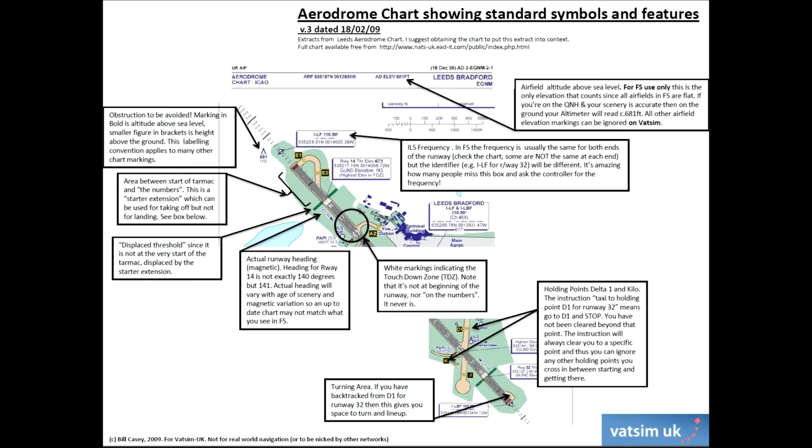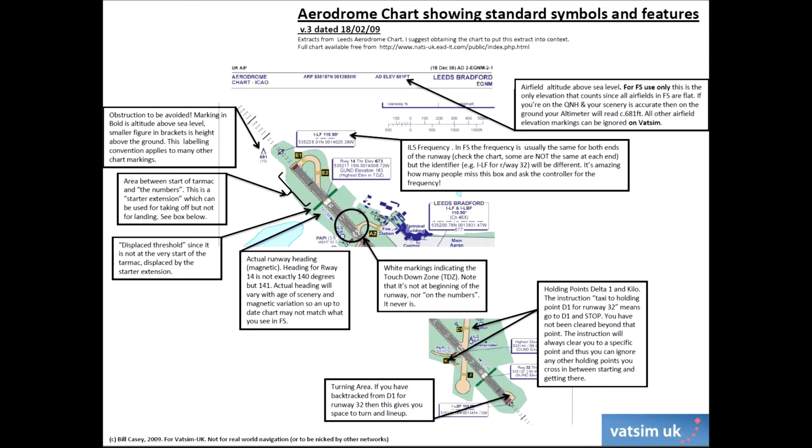Anyway, so what we've got here is an aerodrome chart showing standard symbols and features, and clearly what Bill has done is indicate exactly at each part of the chart what it is that you need to be looking at. At the very top right, it says airfield altitude above sea level, and that is at the top of every chart. You can see there, AD elevation 681 feet for this particular chart.